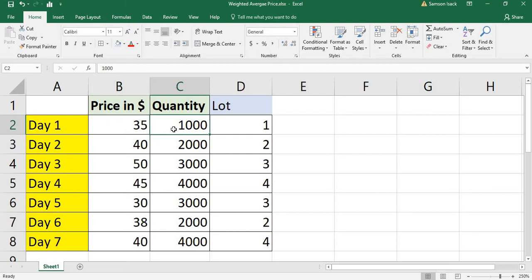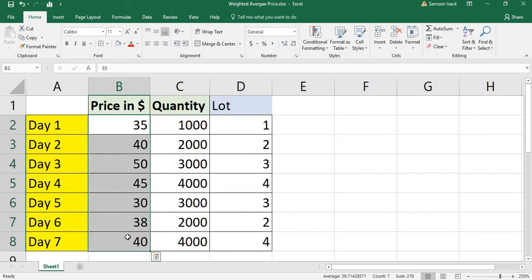So I will explain the Excel data first, then I will show you how to do a weighted average for this data. My objective is to calculate the weighted average per quantity first, then per lot second.